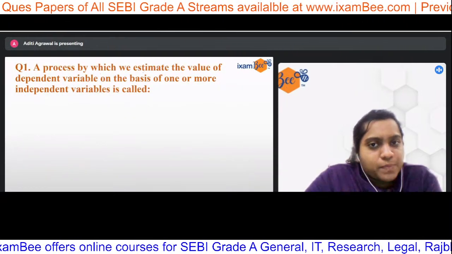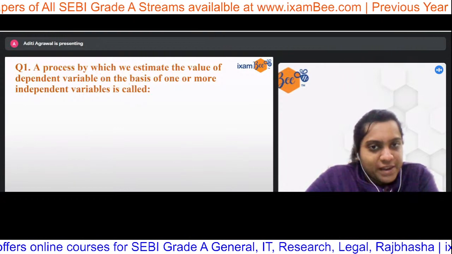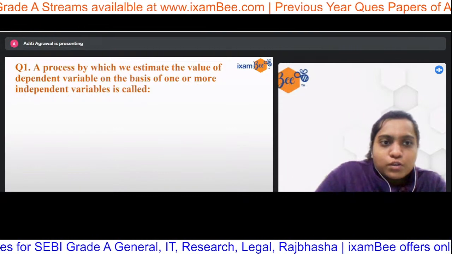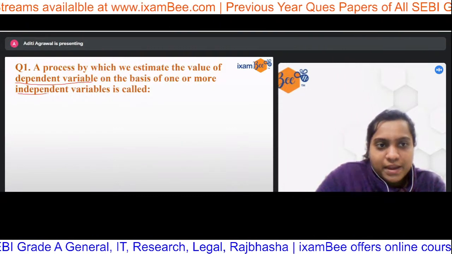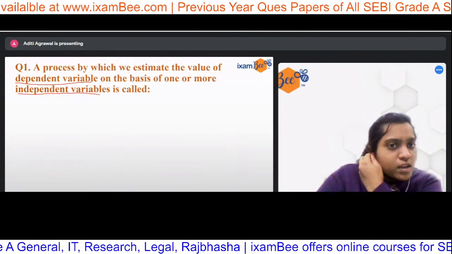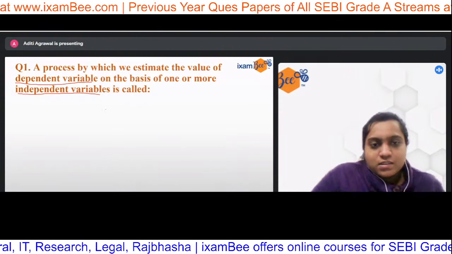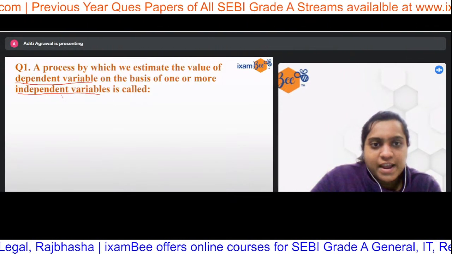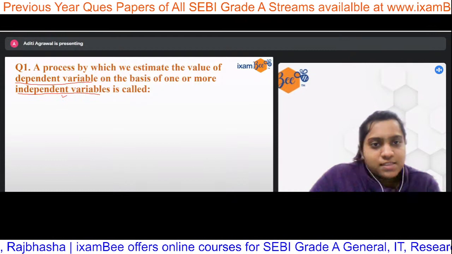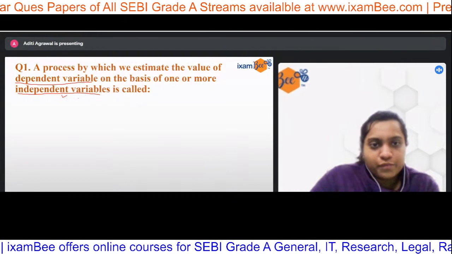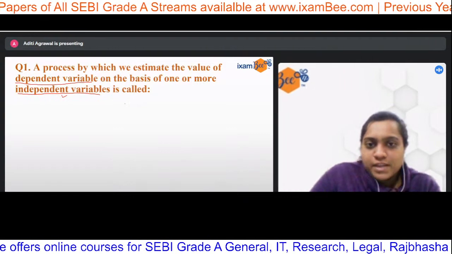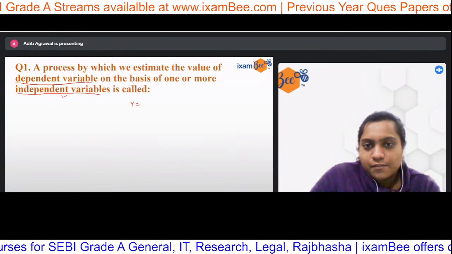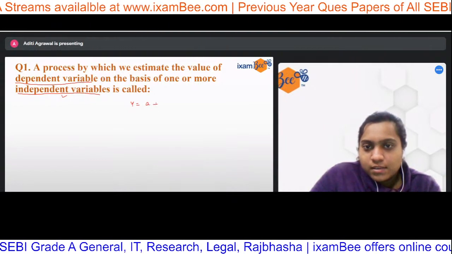A process by which we estimate the value of a dependent variable on the basis of one or more independent variables is called what? So let's first look at what you would understand by dependent and independent variables. As the name suggests, dependent is something which is dependent on some other variable, right? And independent is independent of everything. It doesn't depend on any variable. So in the simple regression model with two variables, if you write the equation, it is y is equal to a plus bx.